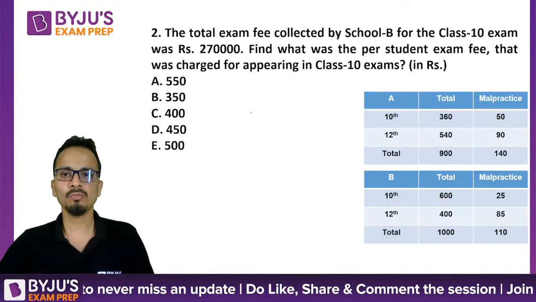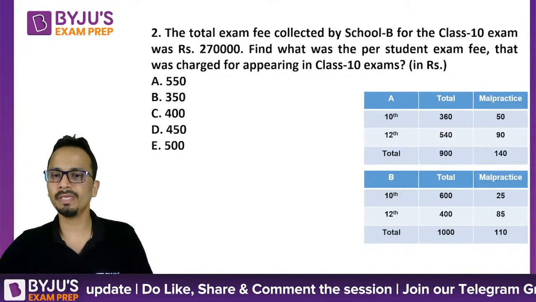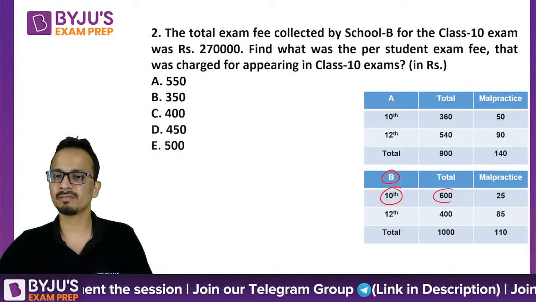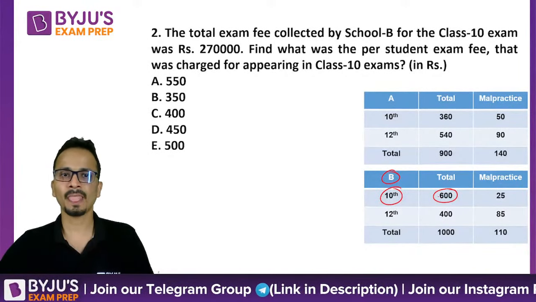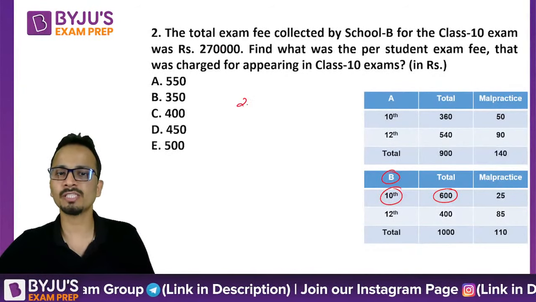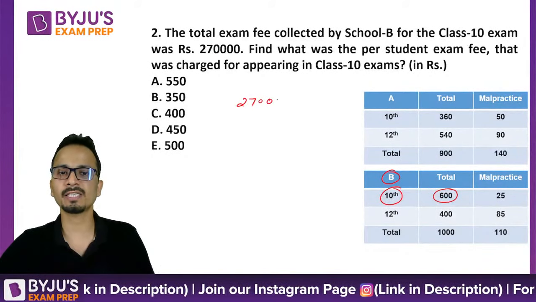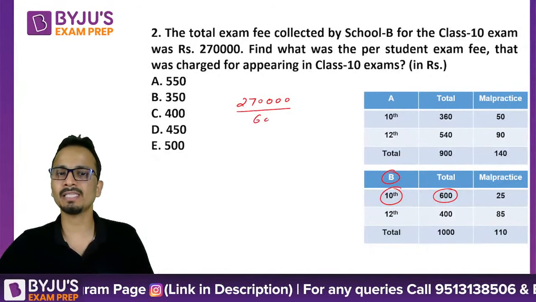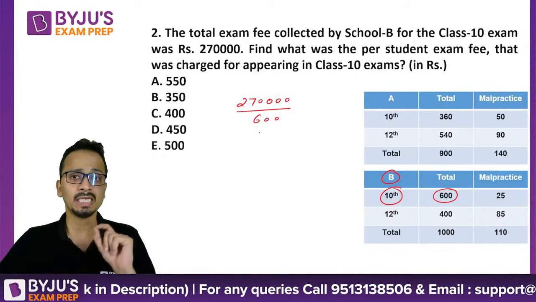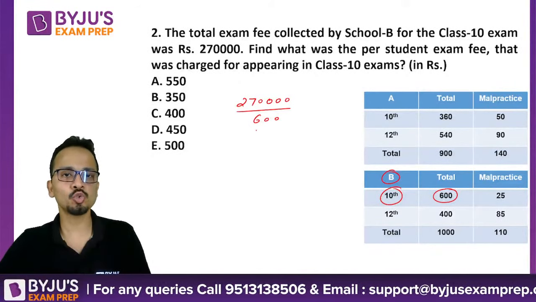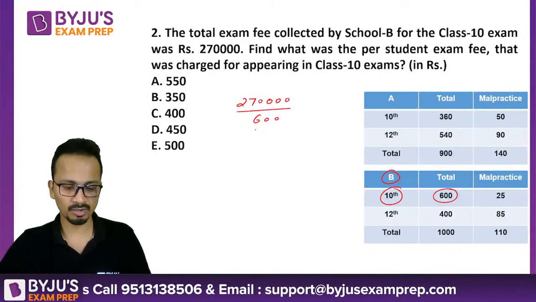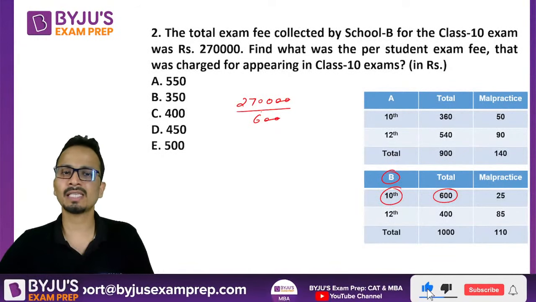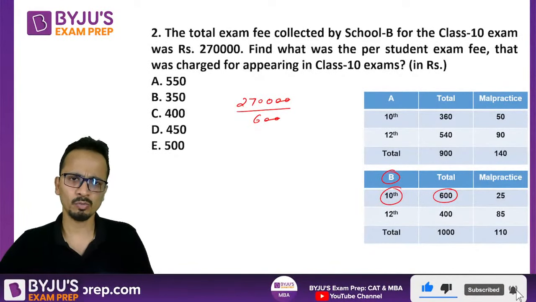Okay, so they are talking about school B, class 10th. Number of students appeared is 600. A total of 2,70,000 is charged from these 600 students. So if I divide 2,70,000 by 600, I'll get the fee charged per student for this particular class. So 0000 cancel, 6 and 2700 will get cancelled.